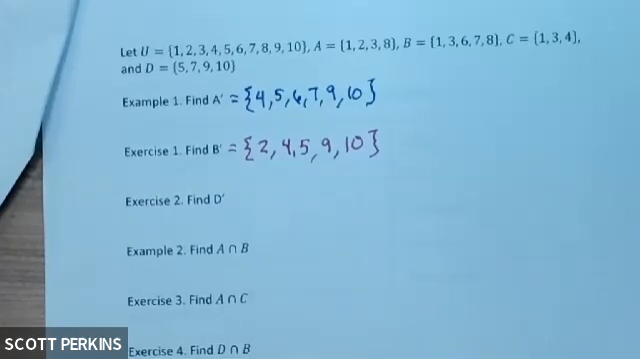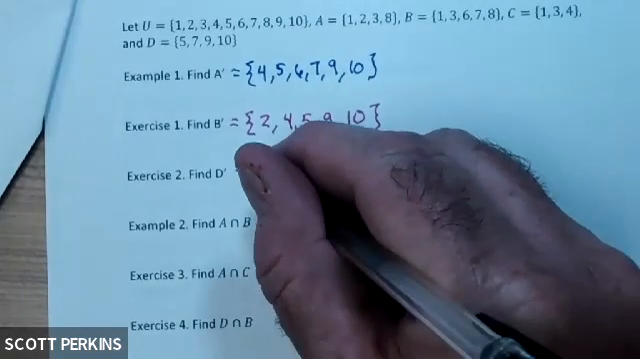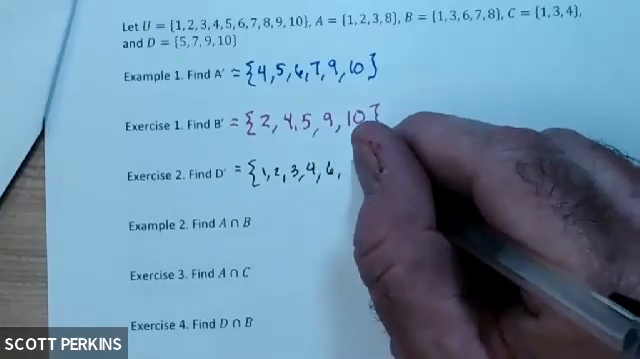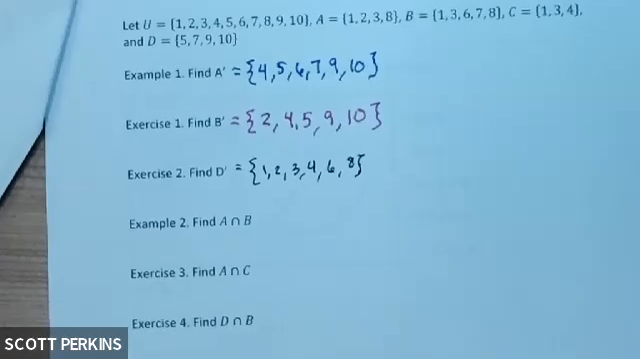One more time for good measure then. Find the complement of D. Set D is 5, 7, 9, 10. So the complement is going to be 1, 2, 3, 4. And then not 5, and then 6, and then not 7, and then 8, and then not 9 or 10 because they are in the set. So we should all have those 6 elements, 1, 2, 3, 4, 6, 8. We still doing okay? All right, I'm going to go back to the front page then.